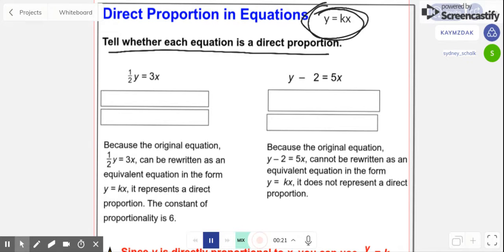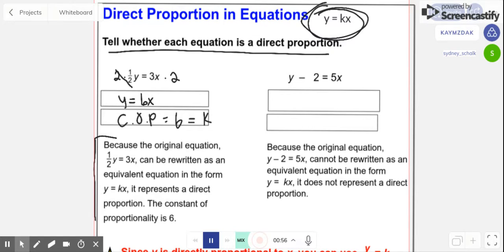The first step that we would take in this first example, 1/2 times y equals 3x, is to multiply both sides by 2. So that 1/2 and the 2 cancel, leaving us with y on the left side, and 3x times 2 is 6x. Now we can see that it is in direct proportion form, and our constant of proportionality, or that coefficient of x, is 6. We can shorten that as COP equals 6, also known as k.